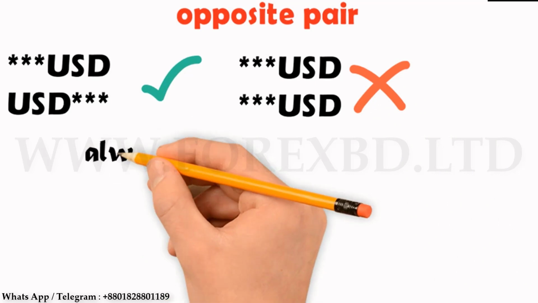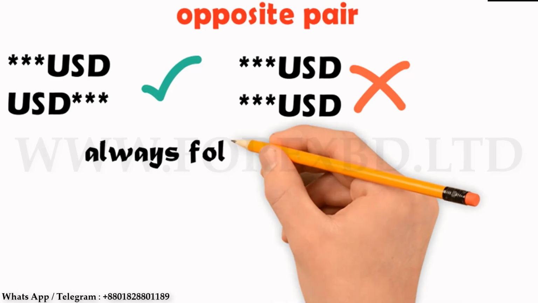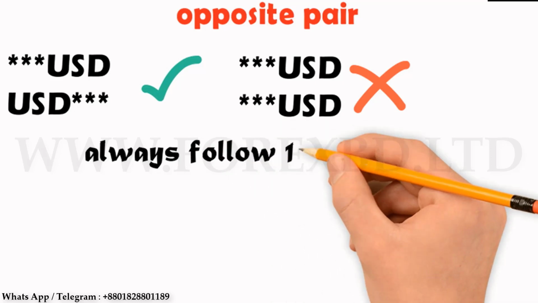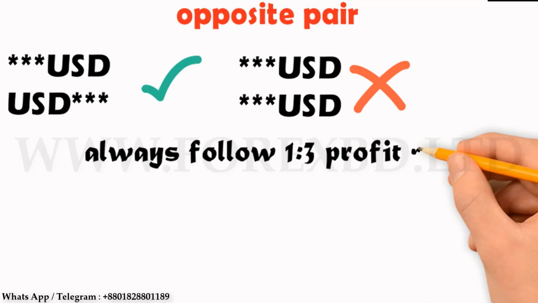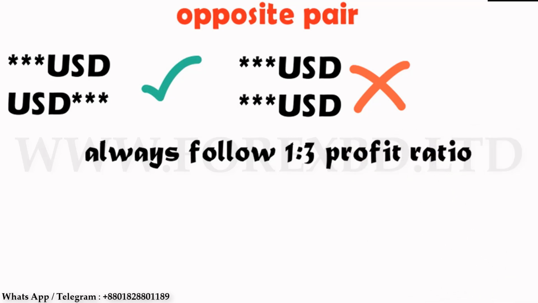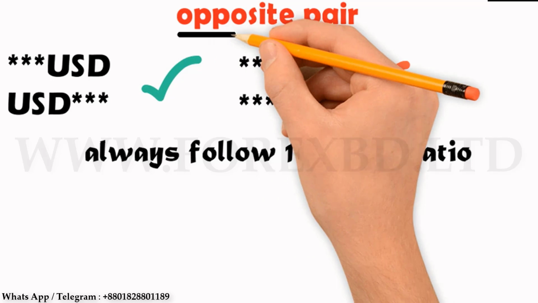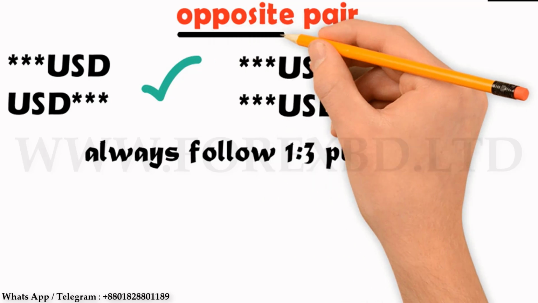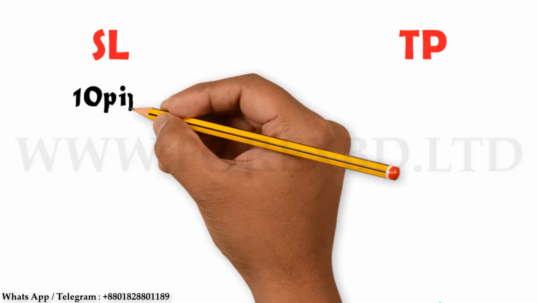And if you set up your SL at 10 pips, you must set up your TP at 30 pips or more. That means it must be a 1:3 profit ratio. By this strategy, you will lose one trade and you will gain one trade. So if you lose 10 pips, you will gain 30 pips. That means you will profit 20 pips. This will add a good profit to your profile. I say again, you will take 2 buy orders in opposite pairs and set up SL and TP by following the 1:3 profit ratio. Of course, there are two things to keep in mind.